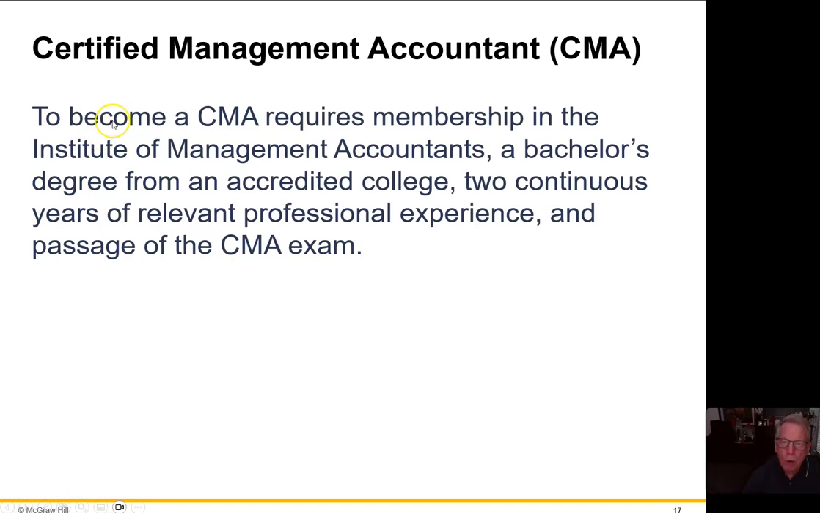You are all familiar with CPAs, a little bit anyway, certified public accountants, but there's also a certified management accountant called a CMA. To become a CMA requires membership in the Institute of Management Accountants, the IMA, and a bachelor's degree from an accredited college, 2 continuous years of relevant professional experience, and of course the passage of a very challenging CMA exam is also required.